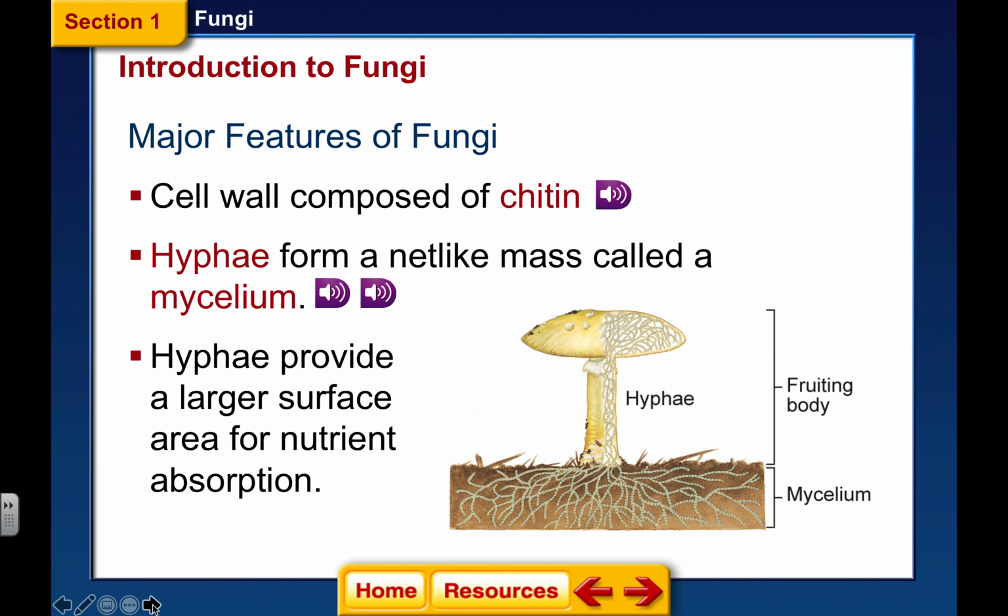And the reason it has to be tough is because fungus have to withstand harsh conditions. A lot of times, especially if we're talking about mushrooms, they live outside. They have a very tough exterior, and it's made of that polysaccharide called chitin. It's a starch.